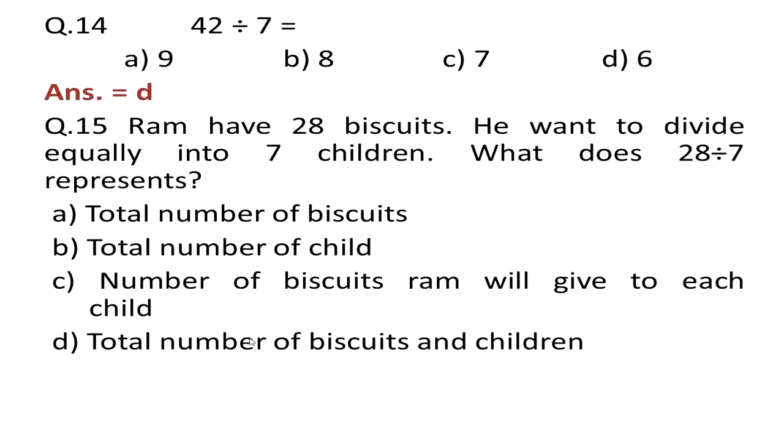So if we read these options, total number of biscuits, we already know there are 28, so this is wrong. Total number of children, there are 7 children, so this option is also wrong. Total number of biscuits and children is also not possible, so it is also wrong. So our correct option is option number C, that is the number of biscuits Ram will give to each child.